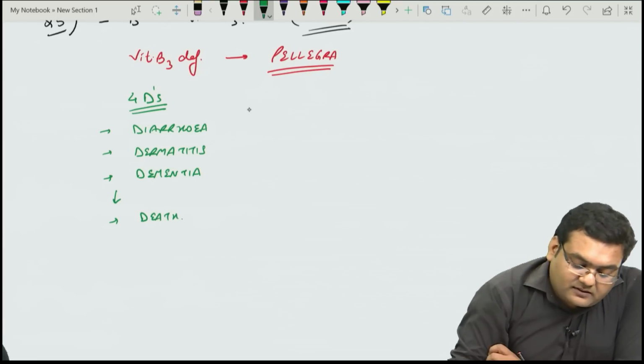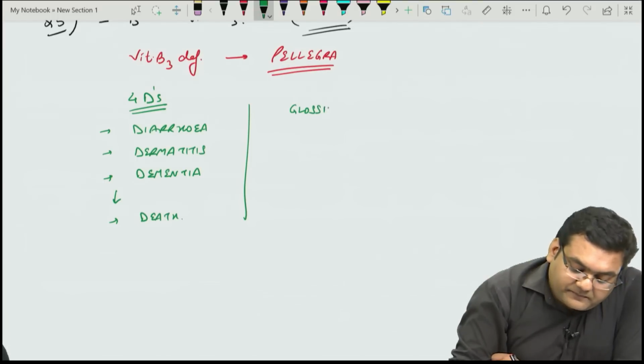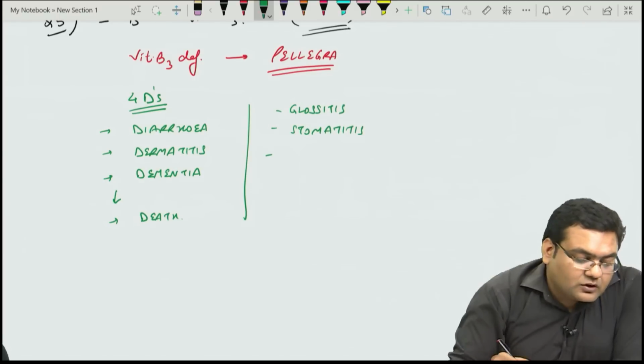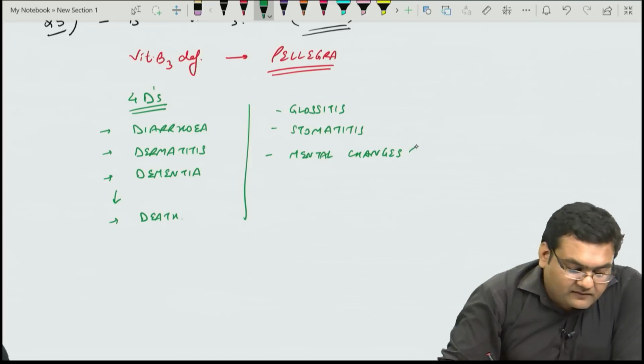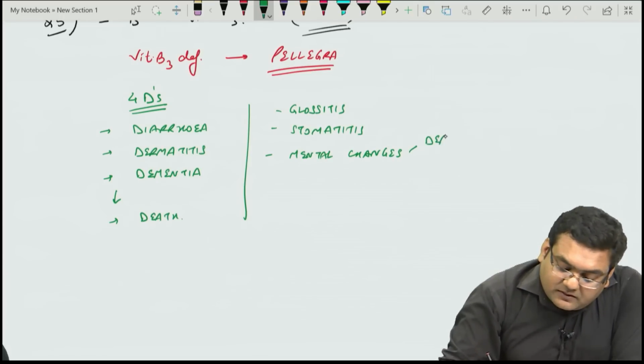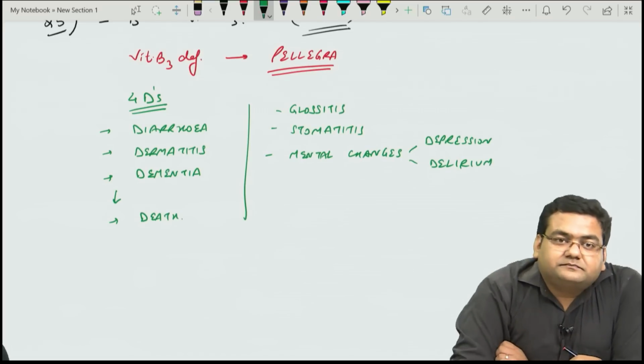Other features seen in pellagra is your glossitis, stomatitis, and mental changes, which could be depression, or delirium.